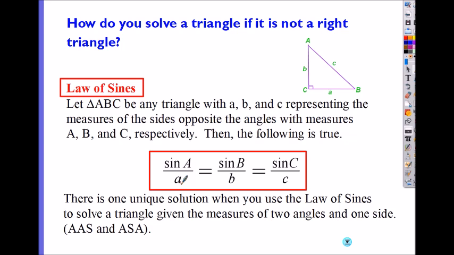So if you have two angles, you can find the third angle, and you just have to have one of the sides. So we usually use it for angle, angle, side, and angle, side, angle. Okay. So first, let me prove why this is true on a non-right triangle.